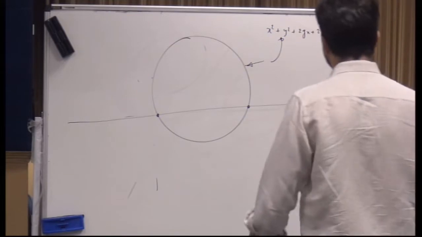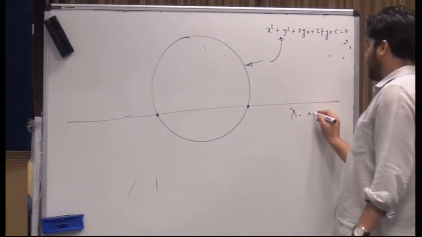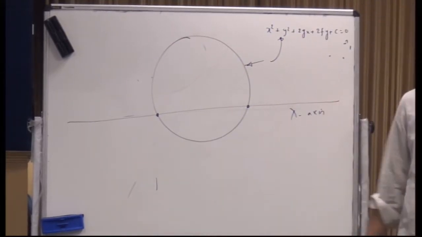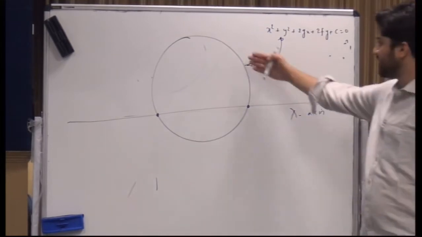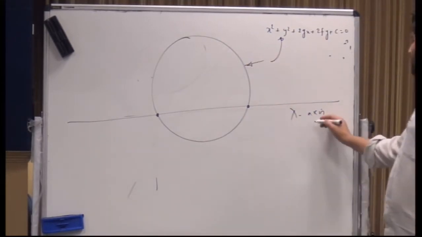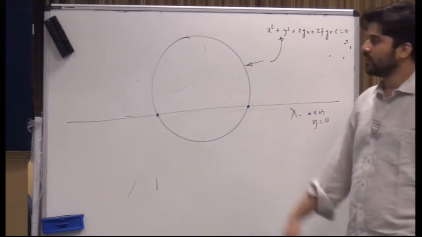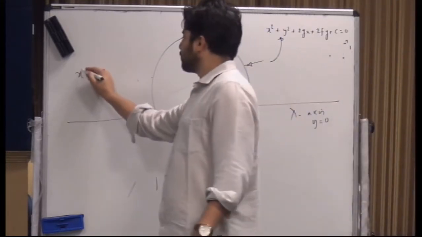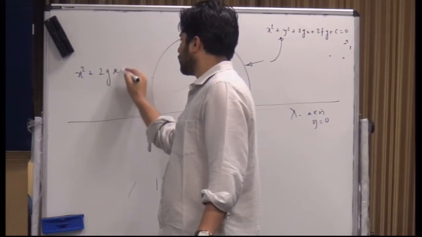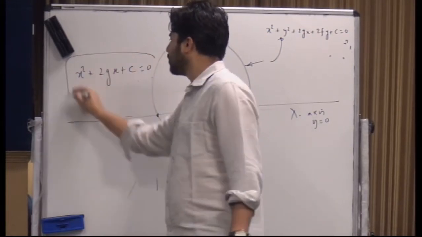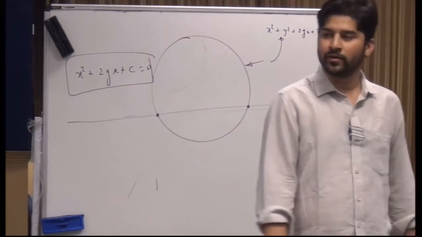So what should we do? This is x-axis. So what is the value of y here on the x-axis? 0. So how to solve this equation and this equation? Simply by replacing y is equal to 0 in this equation. Then what will the equation turn out to be? x square plus 2gx plus c, which is a quadratic equation.